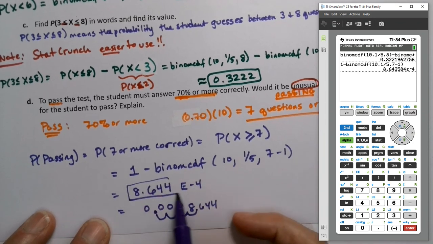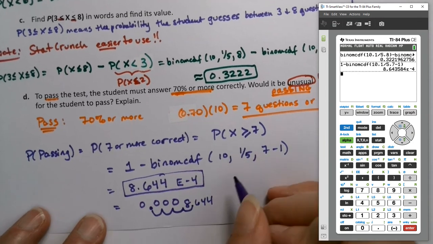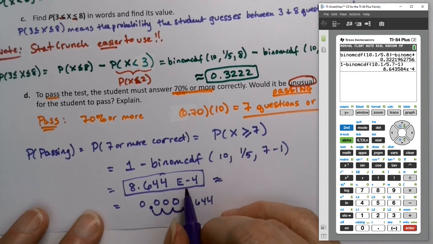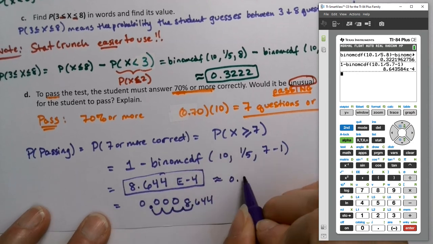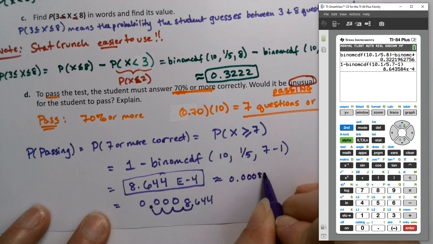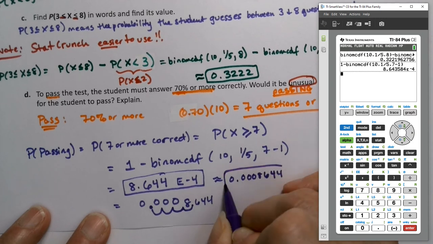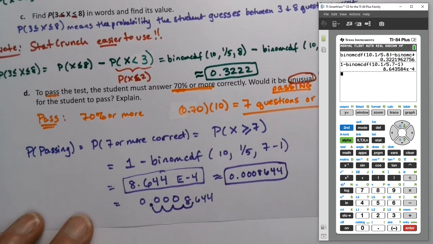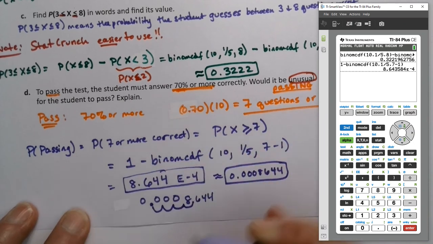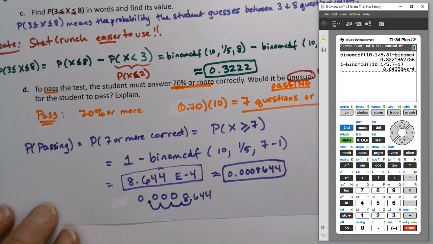Now, I'm okay if you write it like this. That's fine. I know what that means, but you want to make sure you have that E negative 4 there. Or you could write 0.0008644. That's also correct. And I was just showing how to do that work down there.